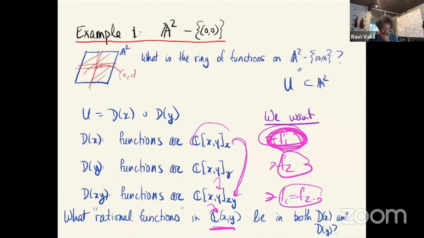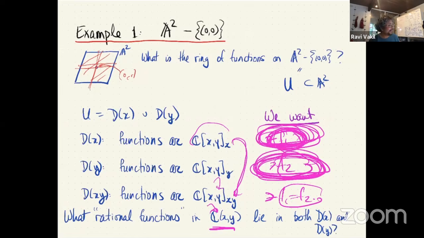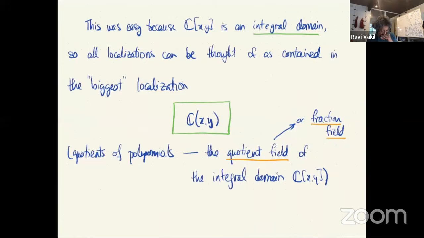How can I say this? The only possible denominators they can have from this point of view are x's. And the only possible denominators they can have from this point of view are the y's. But they can't have either of them. So the only rational functions with nothing in the denominator, the answer is just going to be the polynomials. In other words, the sections over the plane minus the origin are, everything extends over the origin. They're all honest polynomials.